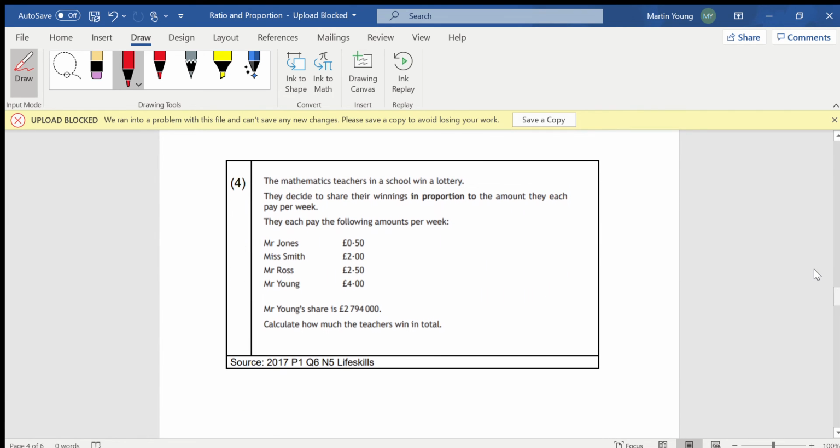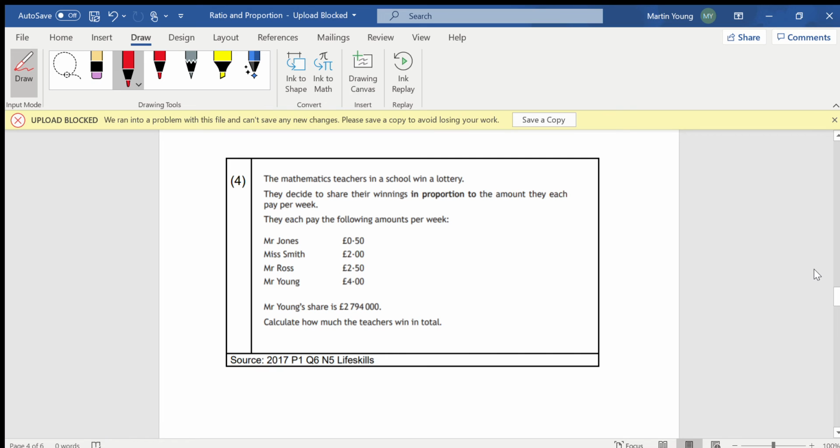Okay, so question number 4. The mathematics teachers in a school win a lottery. They decide to share the winnings in proportion to the amount they each pay per week. So this is something that happens quite a lot. You put together a kitty to buy lottery tickets, and then you would maybe share the winnings. So they each pay the following amounts each week. Remember, it's in proportion to the amounts that they pay. Mr. Jones is 0.50, so 50 pence. Miss Smith is £2, Mr. Ross is £2.50, and Mr. Young is £4. Promise this isn't my question that I wrote.